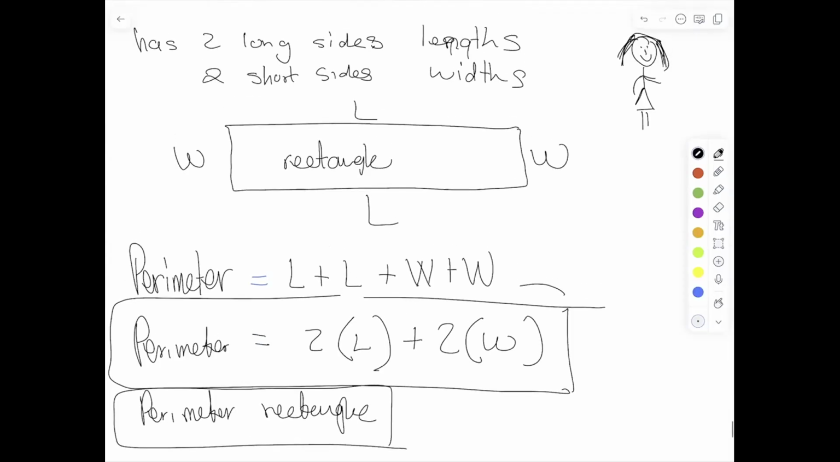Does everyone understand what a rectangle looks like? What are the characteristics of a rectangle? All right. So here we go.